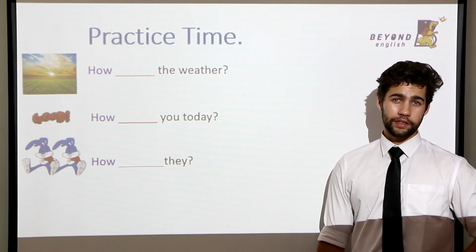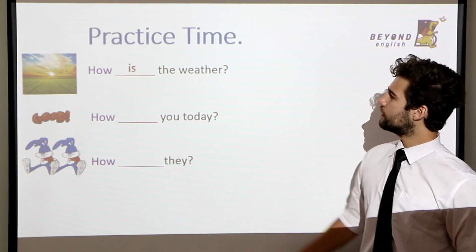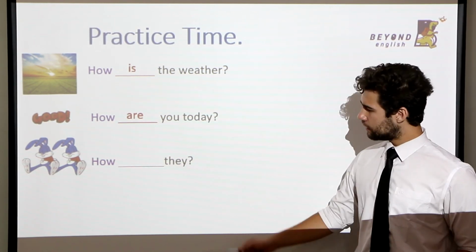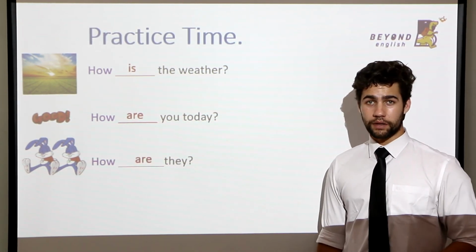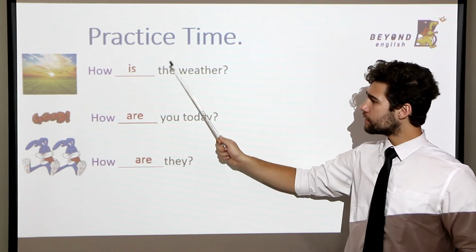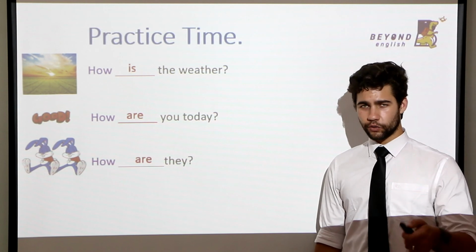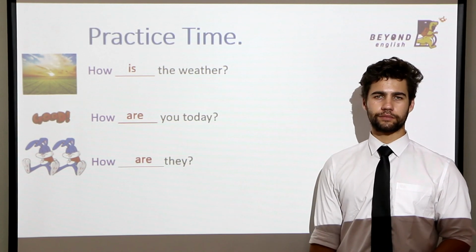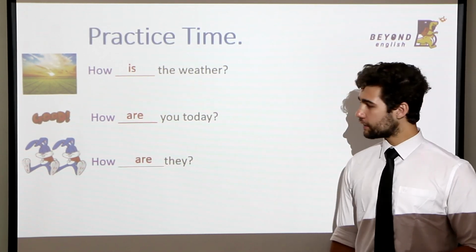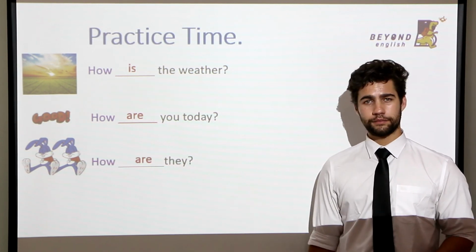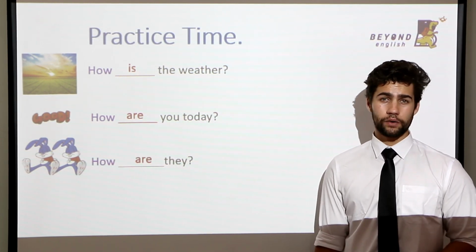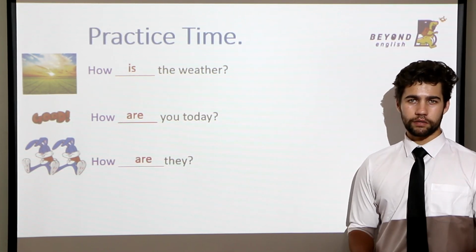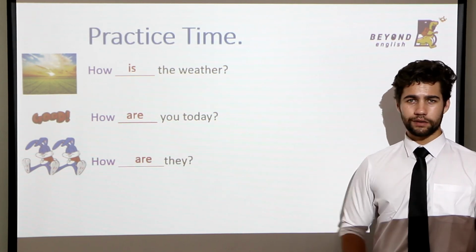Okay, welcome back. Let's take a look at the answers. Number 1, is. Number 2, are. Number 3, are. Read it with me. How is the weather? Good. Number 2, how are you today? Great. And last, how are they? Great job. Now, I want you to write down the answer using the vocabulary you just learned. Here we go. 1 minute. Let's go.